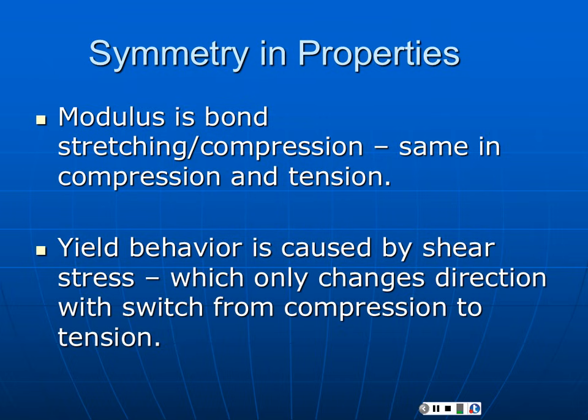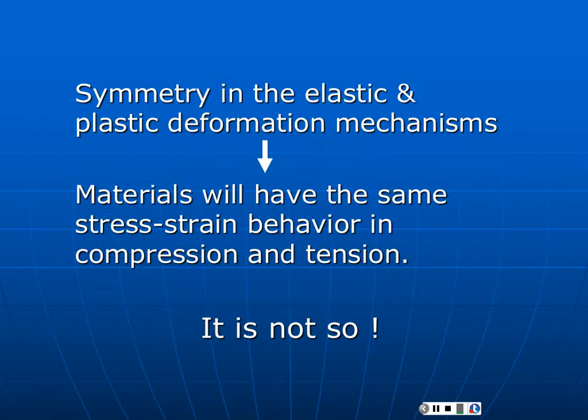Now, let's think about the properties and what do we expect when we go from tension to compression. Modulus is simply bond stretching. It's the same in tension and compression. Yield behavior is caused by shear stresses. Now, if the shear stresses are generated by compression, they're going to be pushing one way. But if they're generated by tensile stresses, they're going to be pushing in the opposite direction. But they're going to be sliding or acting in the same plane. And so essentially, yield behavior should not depend on whether we're talking compression or tension.